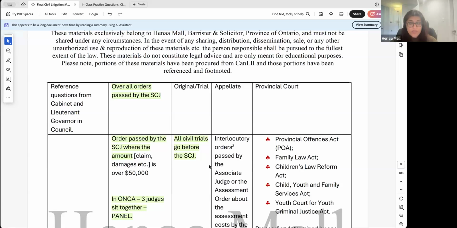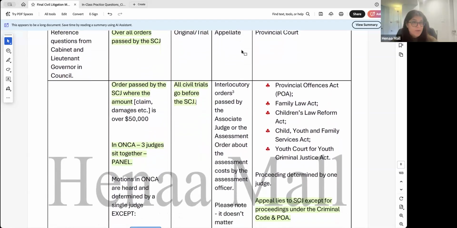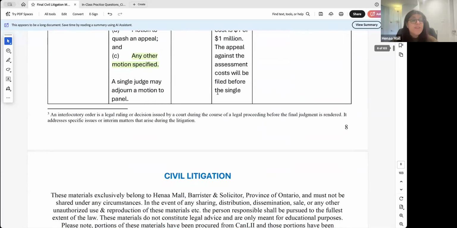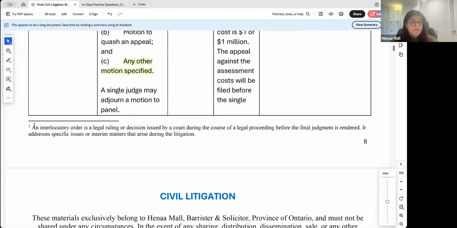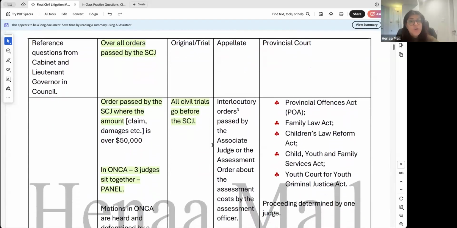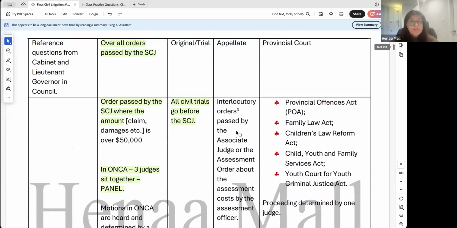All your interlocutory orders passed by the associate judge, or the assessment officer about the assessment of costs, are handled by the appellate jurisdiction. So you might want to know, what are interlocutory orders? Interlocutory orders are also interim orders. You'll see a lot of footnotes here which define terms. It's a legal ruling or decision issued by a court during the course of a legal proceeding before the final judgment is rendered. It addresses specific issues or interim matters that arise during the litigation. So all your interim orders passed by the associate judge, or the assessment order about the assessment of costs by the assessment officer, are appellate jurisdiction.